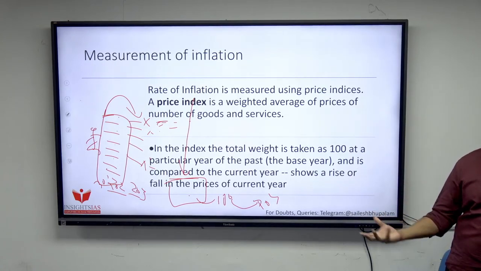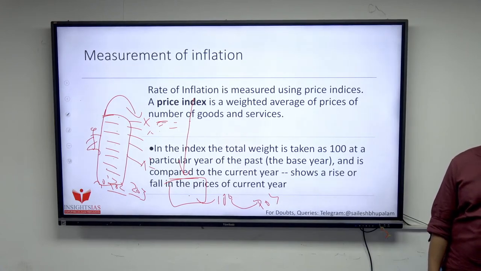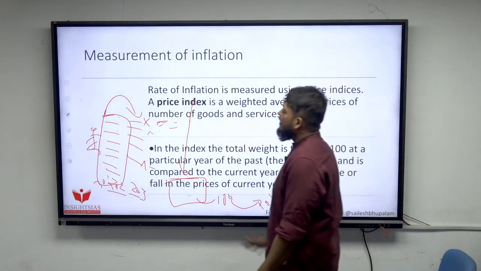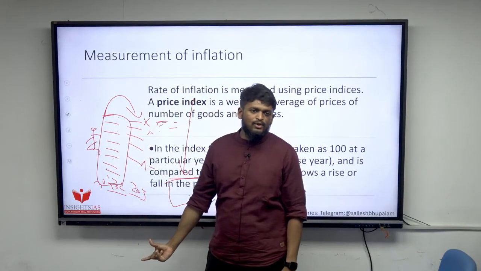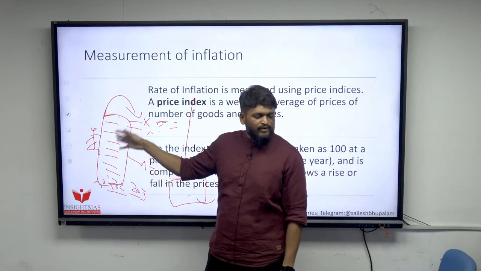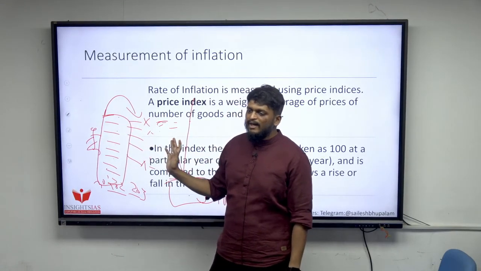That means you can see the tastes of people have changed over a period of time. Earlier there were no mobile phones, people were buying CD players or something. Nowadays they don't exist. So over a period of time we have to remove things which have gone out of use and keep adding things which have come into use. That means the basket keeps changing every certain number of years. That means we change the base year as we change the basket of goods.